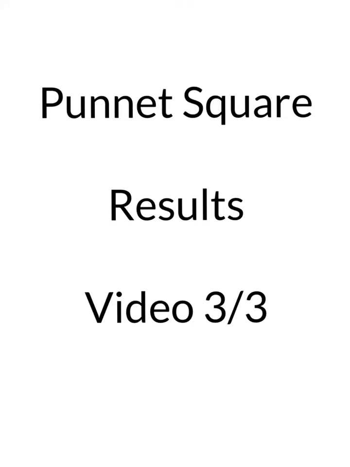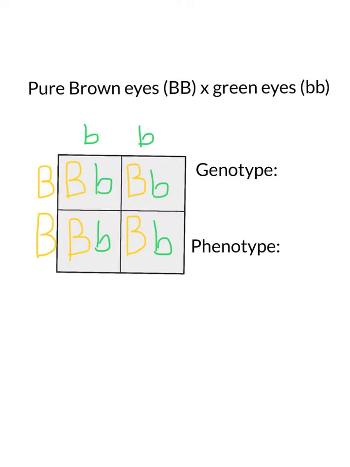Okay, so the purpose of this video is to help explain the results of our Punnett square cross. Okay, so this Punnett square is already set up from our first two videos where we crossed a pure brown-eyed parent with a green-eyed parent. Now, in order to explain our results here, we need to explain two things. We have our genotype and our phenotype.